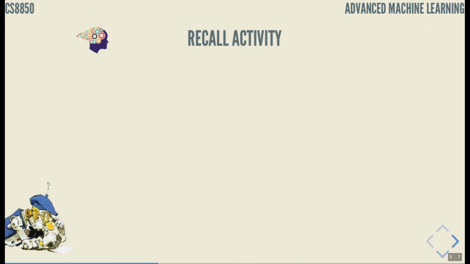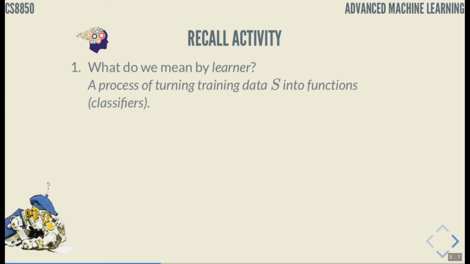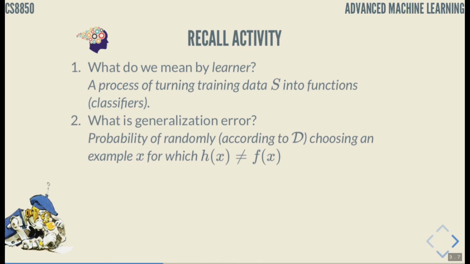Well, now let's recall your previous binary quiz from lecture 2 and go through the answers, because that's useful. So what do we mean by a learner? A learner is a process of turning training data sets into functions or classifiers. Simple. What is generalization error? Our generalization error is the probability of randomly, or according to the data distribution, of course, choosing an example X for which our hypothesis is not equal to the true labeling. The value that our hypothesis or classifier returns is not equal to the value that the true labeling function would return.